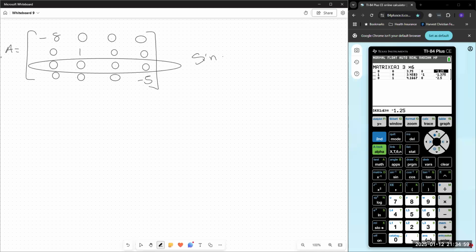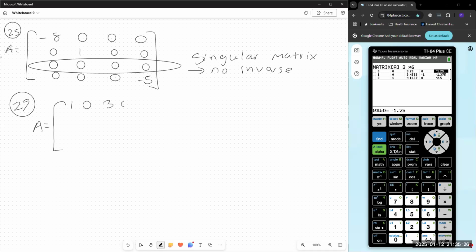So singular matrix, no inverse. Okay. Number 29, so that was 25. 29 is A is 1, 0, 3, 0, 0, 2, 0, 4, 1, 0, 3, 0, 0, 2, 0, 4.